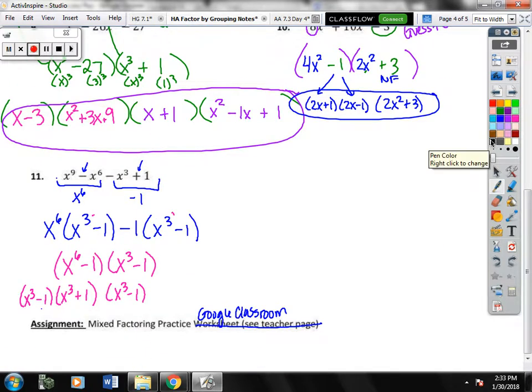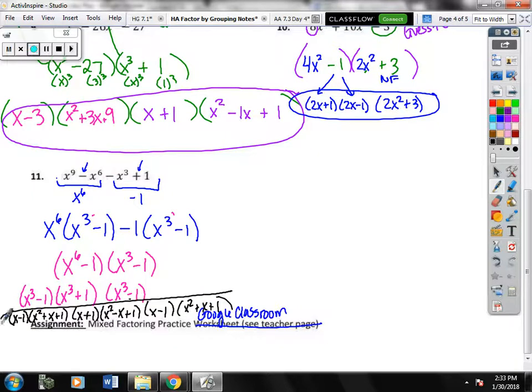So the first one would factor into x minus 1, x squared plus 1x plus 1. The second one would factor into x plus 1 times x squared minus 1x plus 1. And then the last one would factor the same exact way as the first one because those are identical. So this would be x minus 1 times x squared plus x plus 1. And that's it.